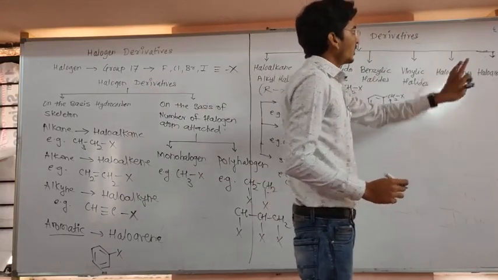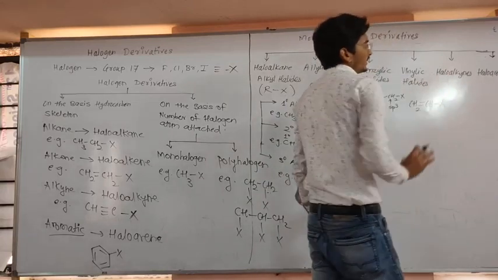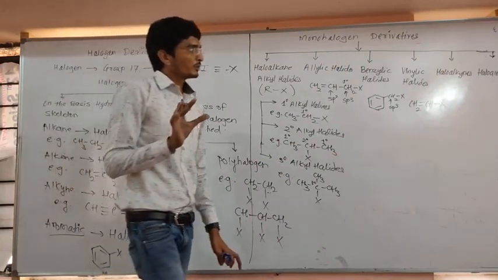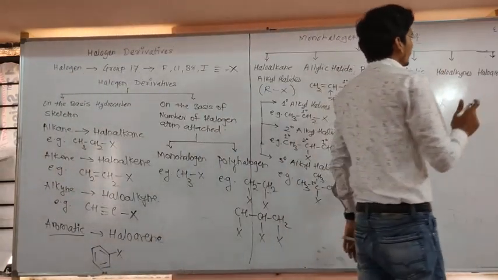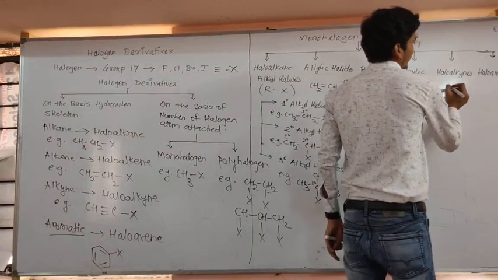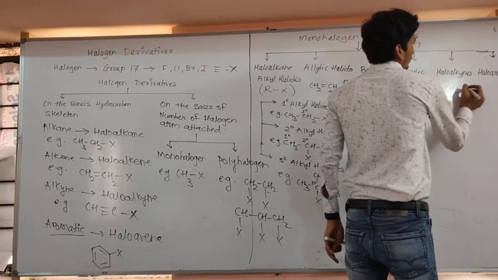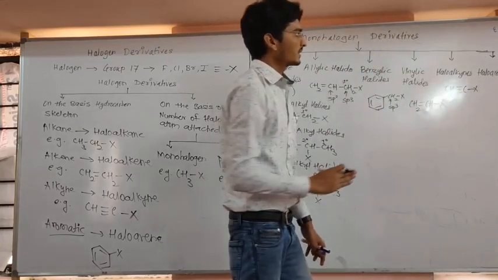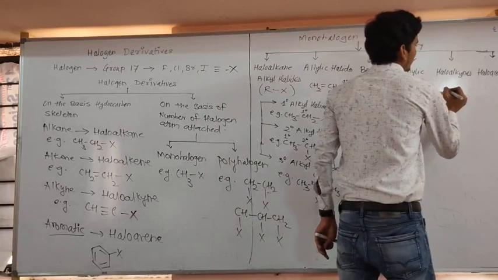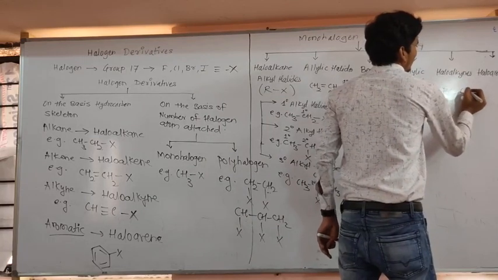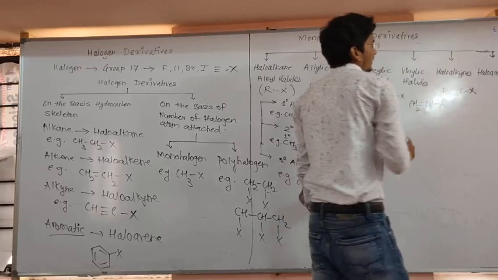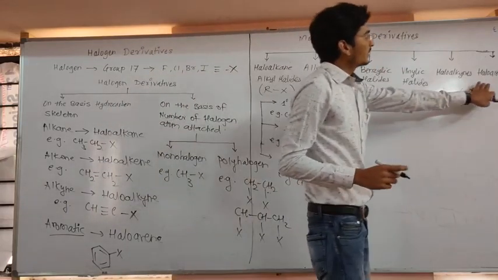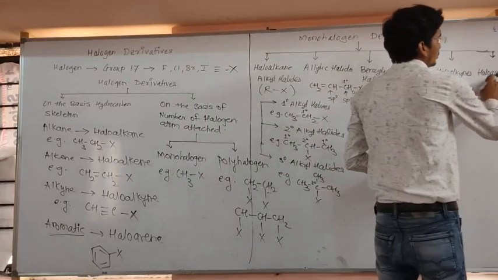Next one, haloalkynes. Here the simple thing is, alkynes means a carbon carbon triple bond containing compound. So when that carbon carbon triple bonded compound is attached with the halogen, in such a case it is called haloalkynes. Means CH triple bond C, directly bonded with the halogen, then it is called the haloalkynes. And the last thing that is important here is the haloarenes.